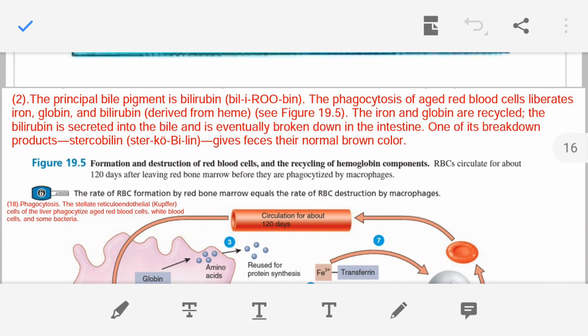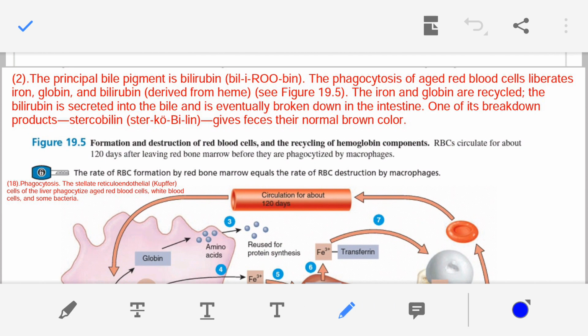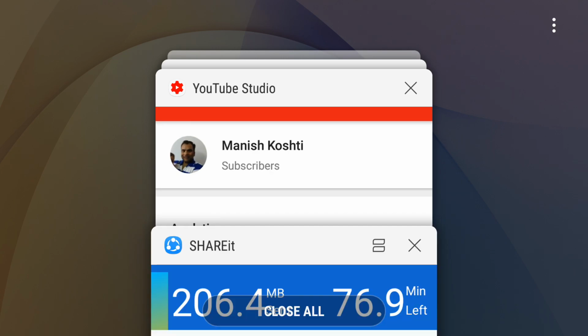Now the second point, you can go through this second point. Oh, 1 minute.